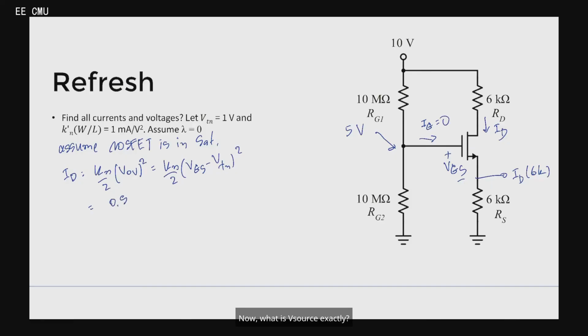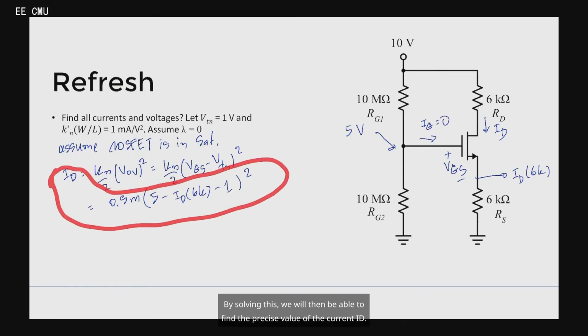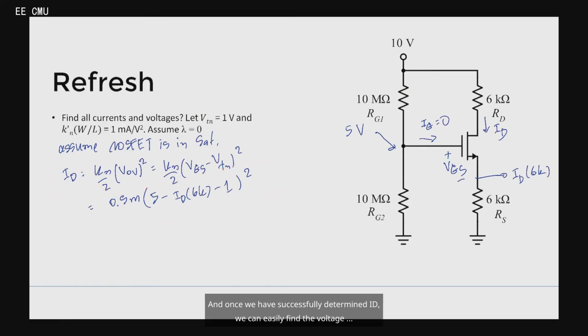Now, what is Vsource exactly? Well, Vsource is simply the current ID multiplied by 6,000 ohms. Then we subtract 1, and finally, we take that entire expression and square it. From this resulting equation, you can clearly see that there is only one unknown variable remaining, which is the current ID. By solving this, we will then be able to find the precise value of the current ID.